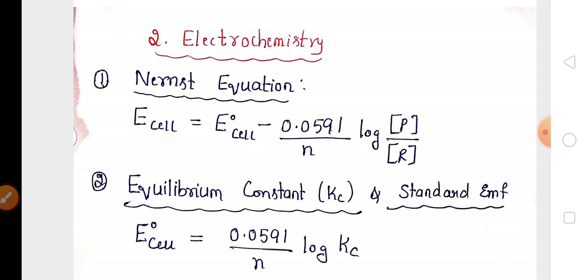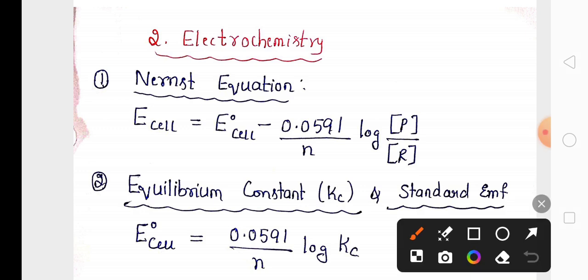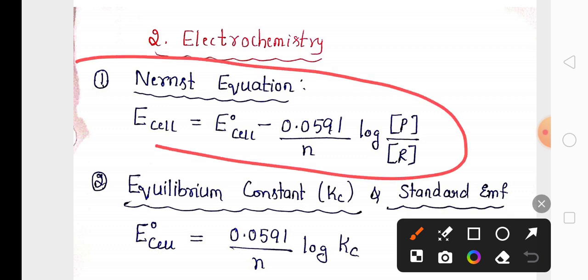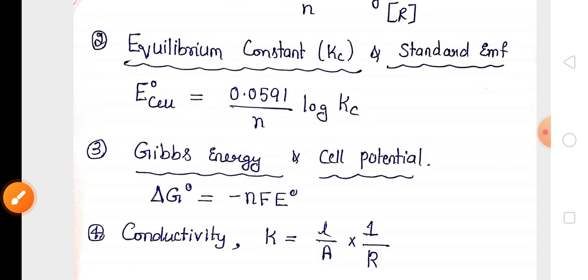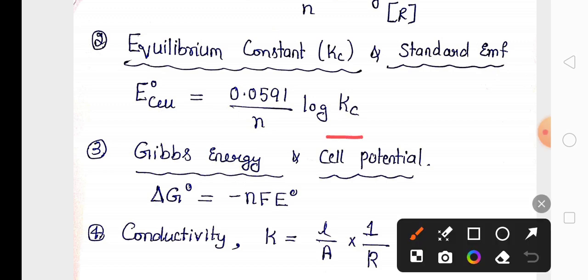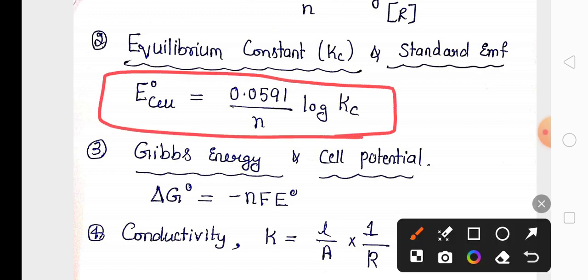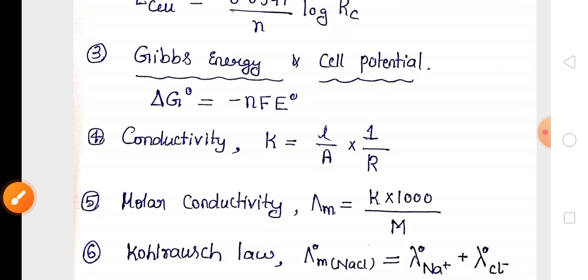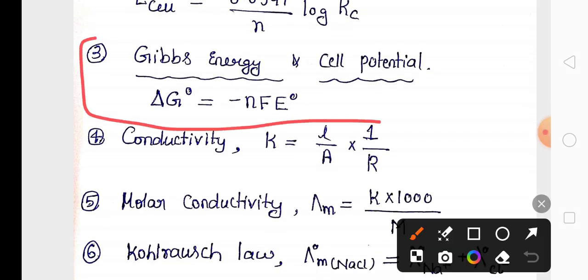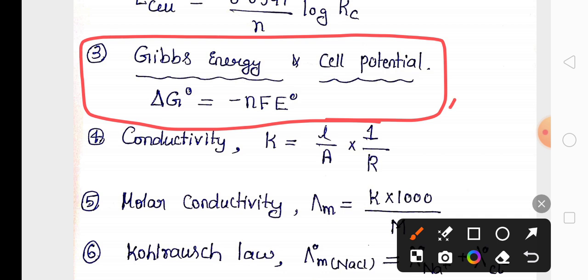The second chapter from physical chemistry is electrochemistry. From this chapter, the numericals come from the Nernst equation formula. From this formula, you will get a 3 marks question. Another important formula is the relationship between standard EMF and equilibrium constant Kc. And another formula is Gibbs free energy change delta G naught and cell potential.